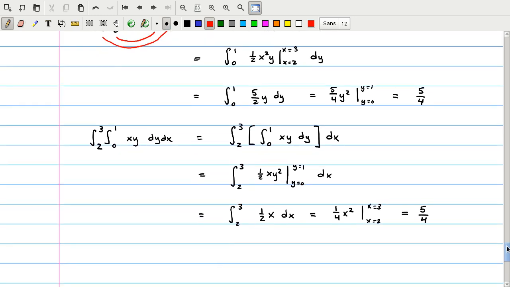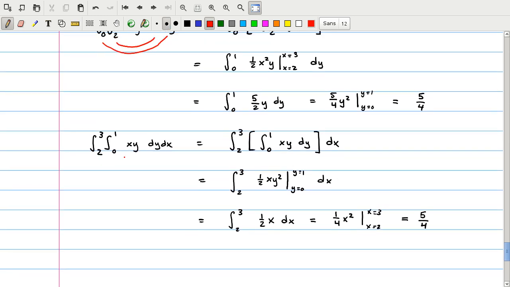I could have done it the other way. I could have said, first, integrate in y, then integrate in x. So if I write it that way, I integrate in y, I get 1/2 x y squared. The antiderivative of y is 1/2 y squared. X is held constant. I evaluate from 0 to 1. When it's 0, I get nothing, so I plug in the 1. That gives me 1/2 x dx, integrated from 2 to 3, which again is 1/4 x squared this time. But I now evaluate from 2 to 3, and I get 9/4 minus 4/4 is 5/4. So I do get the same answer both ways, as I should.